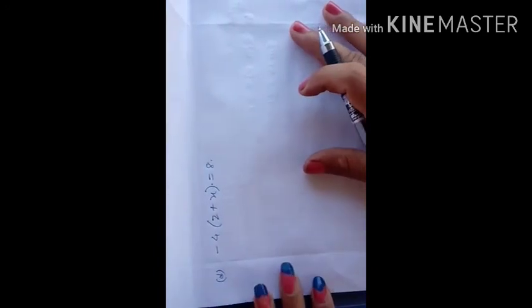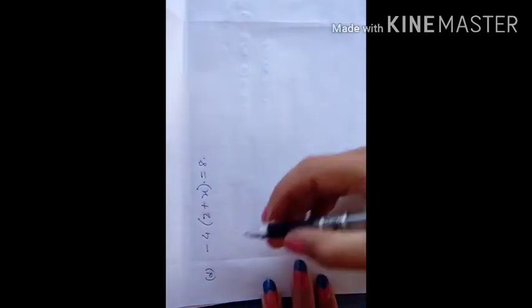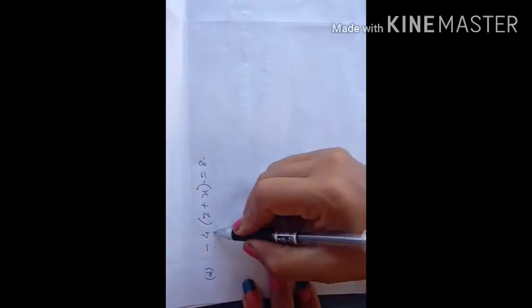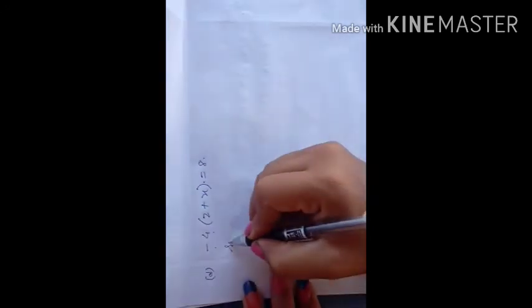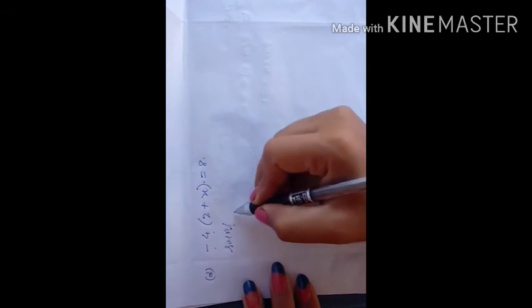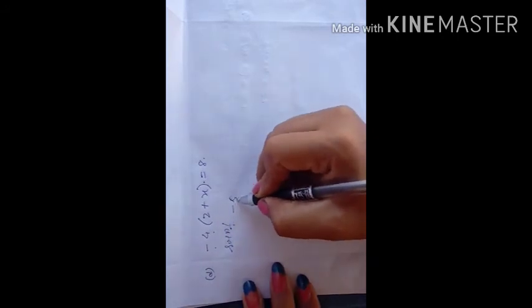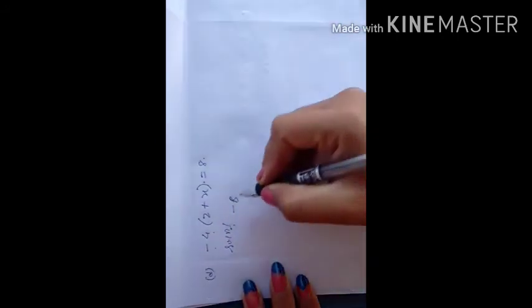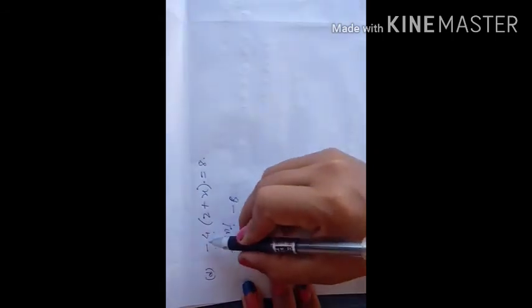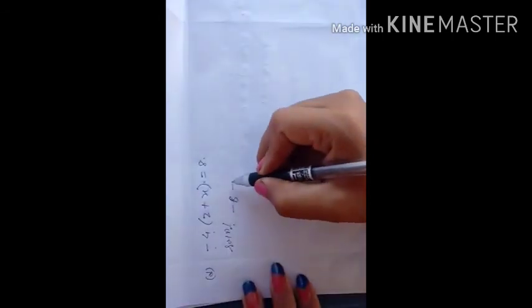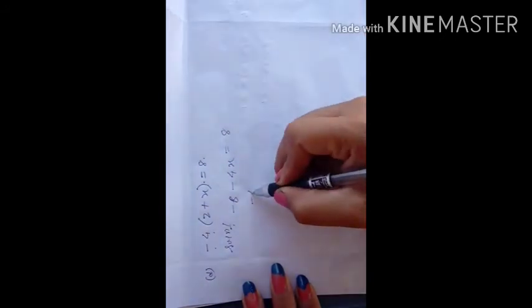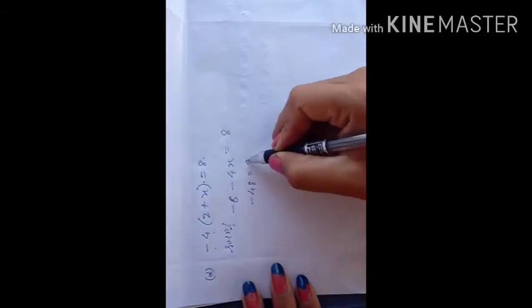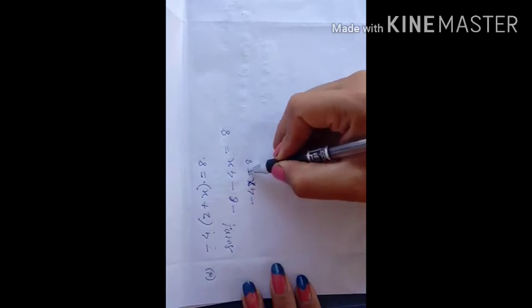This is the next question, question number D: minus 4 times (2 plus x) equal to 8. So what will you do? You will open the bracket. Minus 4 into 2 will become minus 8. Then again minus 4 into x will become minus 4x. So minus 4x equal to 8.